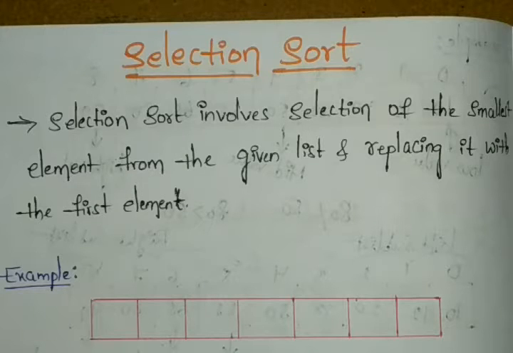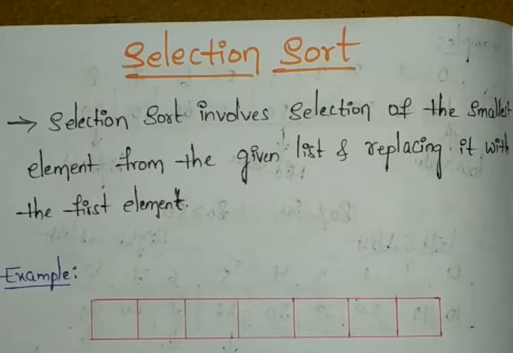Selection sort picks the smallest element from the given list and replaces it with the first element. First we need to take the list of elements. After that, we need to select which one is the smallest value and then replace. Until the sorting is completed, we need to repeat the process. This is a simple sorting technique. With an example you will understand.